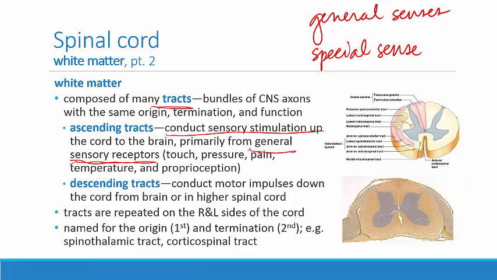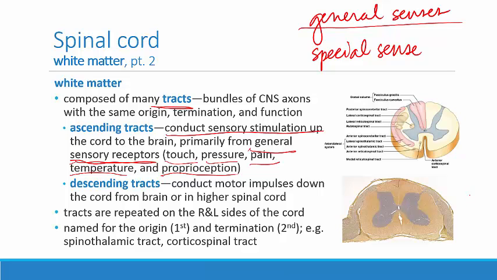The ascending tracts in the spinal cord are all about the general senses. These are senses like touch and pressure, pain, warm and cool reception, and something called proprioception. That is the sense of where our limbs are in space, sort of where the joints are in joint movements. That's all proprioception. So that is the sort of sensory information that is coming in through the spinal cord.